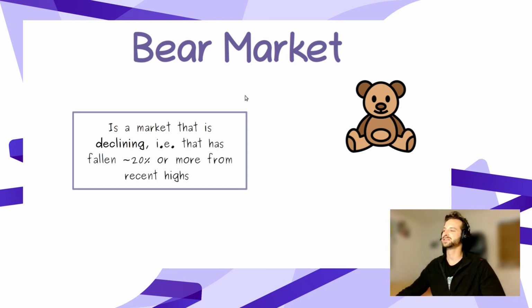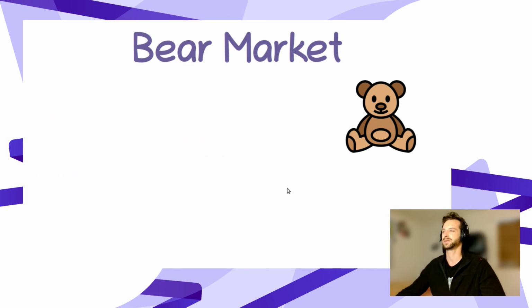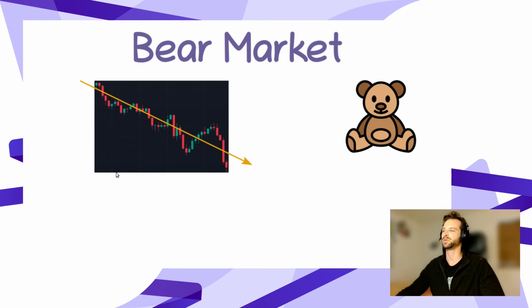Let's move on to the opposite market, which is the bear market. What characterizes a bear market? It is a market that is declining. And generally, we say that a bear market starts when price falls 20% from its recent highs. Here's a typical example of a bear market where the underlying trend is clearly going down and you have its affiliated volatility on top.